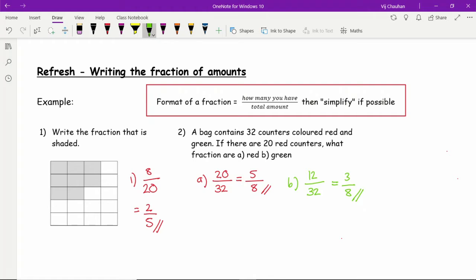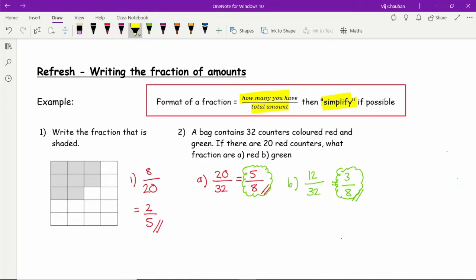Also, if we were being a little bit on the ball, if we know there are either red or green counters and 5/8 are red, then how many parts are left out of the 8? That's going to be 3. So I could have got to the answer of 3/8 a lot quicker. But if you want to go back to basics and treat section B as a completely different question, that's absolutely fine. The key thing to remember is this format, and also making sure that you do simplify where possible.